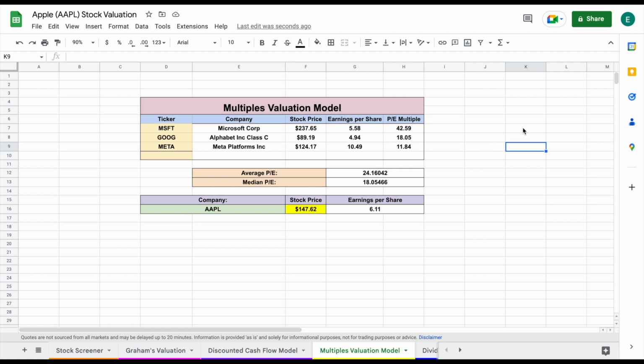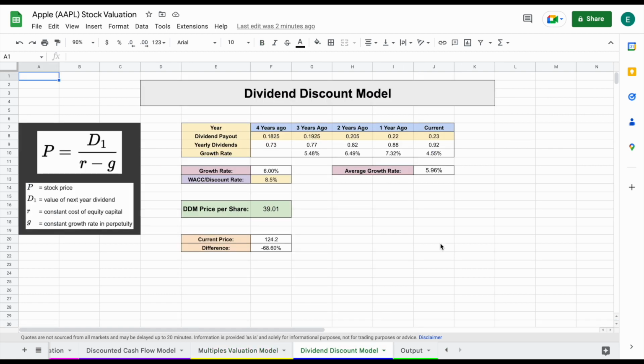I think this is a really important valuation model to look at no matter what the company is, but essentially what we're doing is we're looking at companies that are similar in structure and looking at a price to earnings multiple, because essentially that's a way to see how the market is valuing those companies based on how much they produce in earnings. So you can see the comparable companies right here, their stock price, earnings per share, which gives us that price to earnings multiple. We then take the average price to earnings multiple for those companies, multiply it by Apple's earnings per share, and we come to an intrinsic value of $147.62 per share.